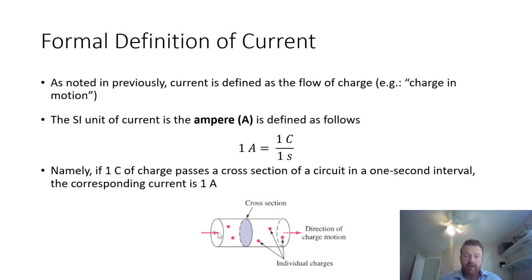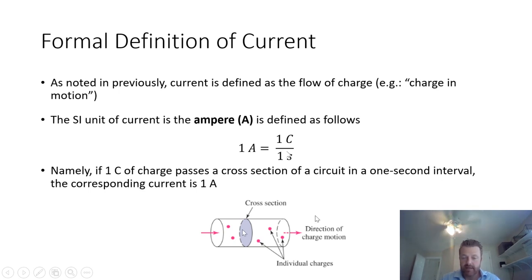So how do we formally define current? Current is nothing more than the flow of charge, or as your text puts it, charge in motion. The SI unit of current is the ampere. By definition, 1 ampere of current corresponds to 1 coulomb of charge passing a fixed cross-section in a circuit per second.